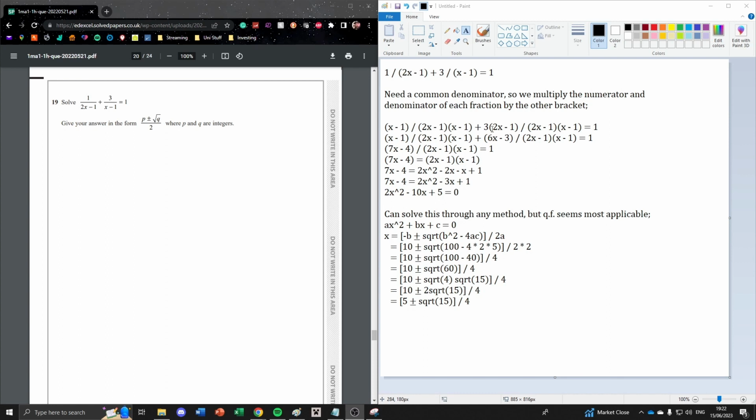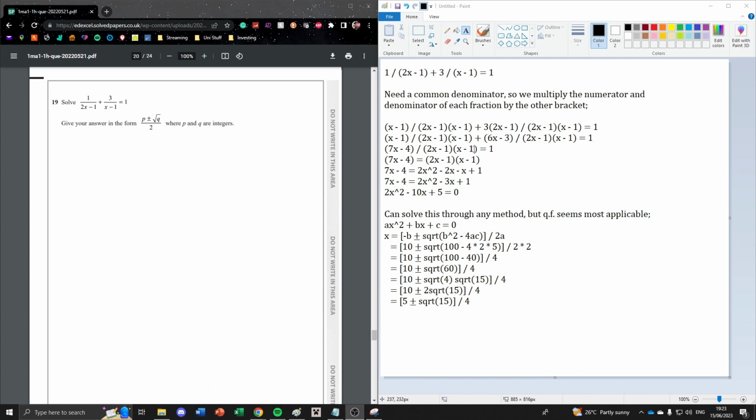We can do a similar but slightly different thing to this other fraction, multiply top and bottom by 2x minus 1. And so you can see now that these two fractions have the same denominator, 2x minus 1 in brackets and x minus 1 in brackets. And so now, if we just expand this set of brackets out here to get 6x minus 3, we can see we've got two fractions that we can quite easily add together because they have the same denominator. So we end up with 7x minus 4 divided by brackets 2x minus 1, brackets x minus 1 equals 1.